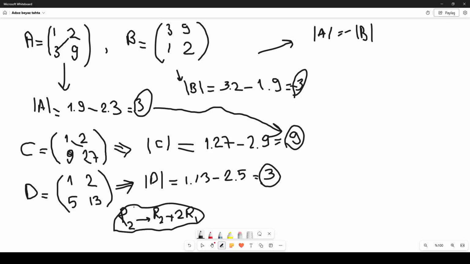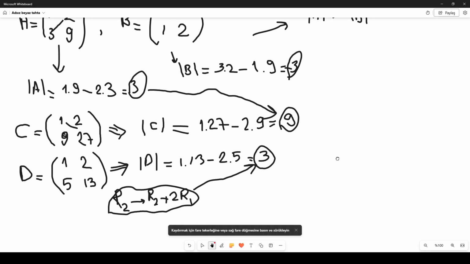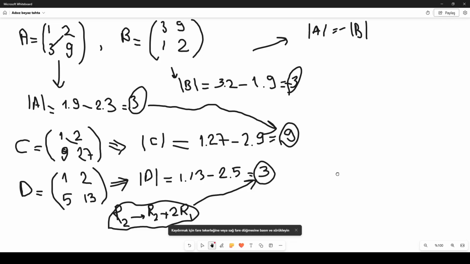And if you notice, it has not changed the value of the determinant. So this is a very important observation. And how about matrix C?